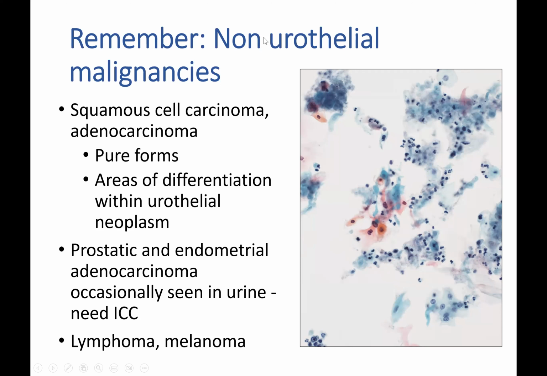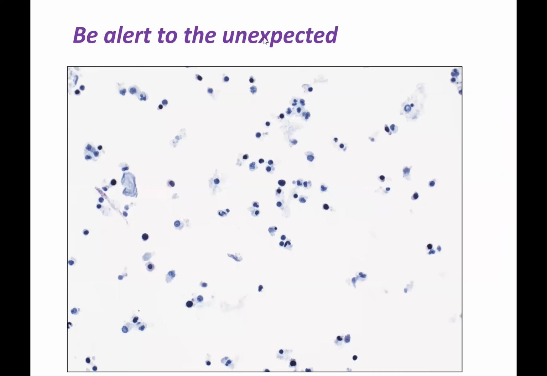Sometimes you can get cells from prostatic and endometrial adenocarcinoma in urine samples, but of course you would need immunocytochemistry in order to correctly diagnose those. Very rarely, lymphoma and melanoma can occur in urine samples as well. And of course, to avoid pitfalls, always be alert to the unexpected.